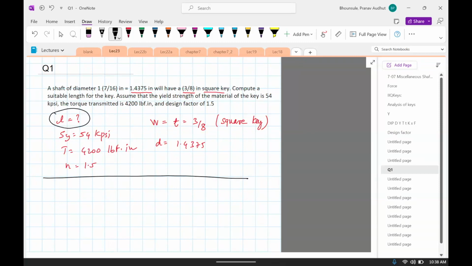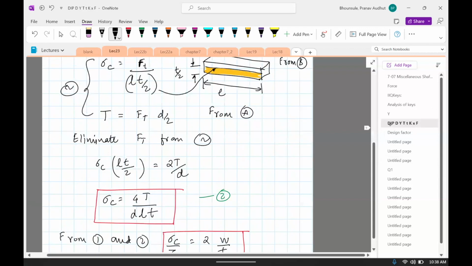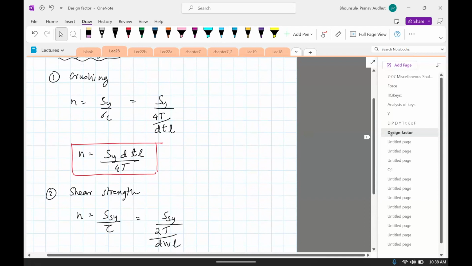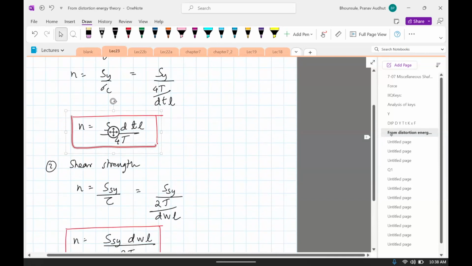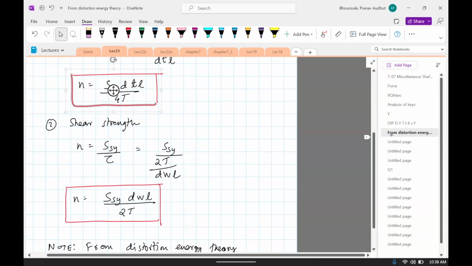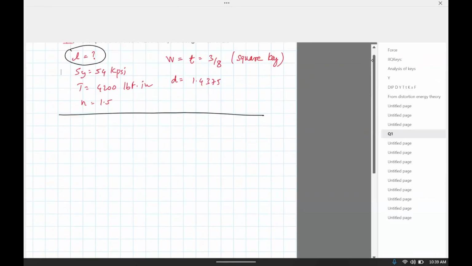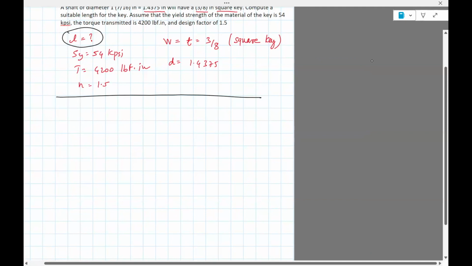Okay, so how do we do this? Well, there are two things we need to consider here: crushing strength and the shear stress. If you look at the formulas, there is a formula for how the crushing strength determines the factor of safety, and there's a formula for how shear strength determines the factor of safety. So let's do the computation for the length based on these two formulas and see what we get, and then we can choose one of those two based on simple reasoning. So let's do design based on crushing strength first.